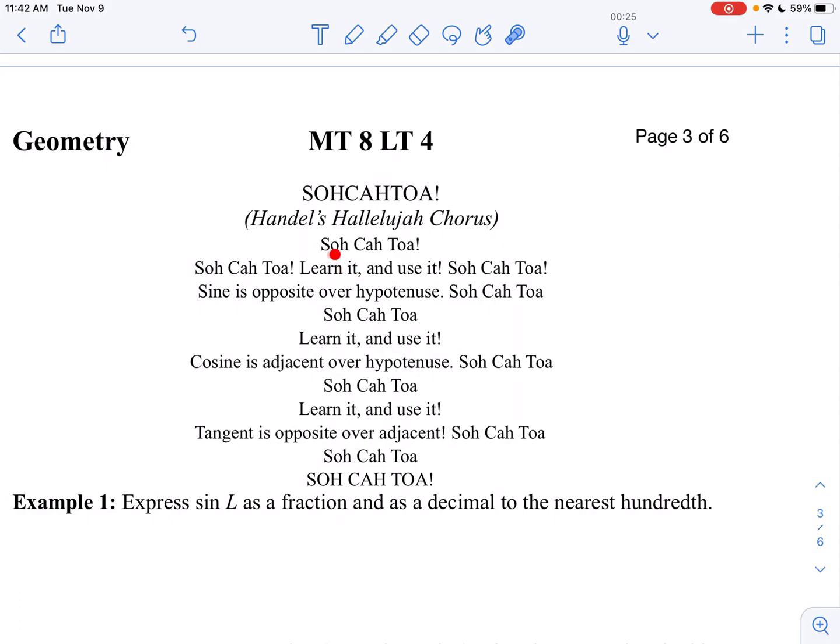So it goes, SOH CAH TOA, SOH CAH TOA, learn it and use it. SOH CAH TOA, sine is opposite over hypotenuse. SOH CAH TOA, SOH CAH TOA, learn it and use it. Cosine is adjacent over hypotenuse. SOH CAH TOA, SOH CAH TOA, learn it and use it. Tangent is opposite over adjacent. SOH CAH TOA, SOH CAH TOA, finish it up. SOH CAH TOA. Now, let's apply that to a problem.